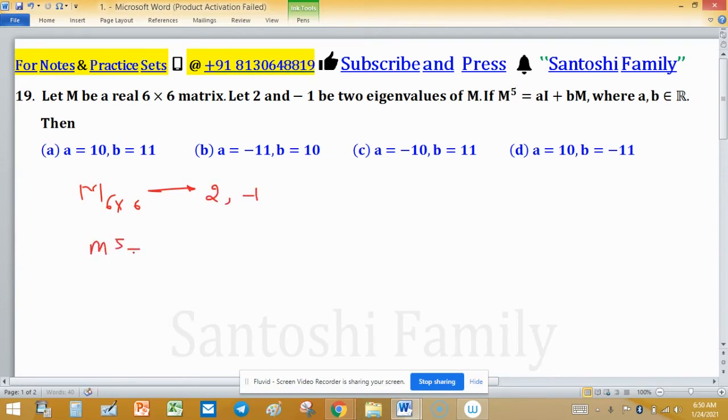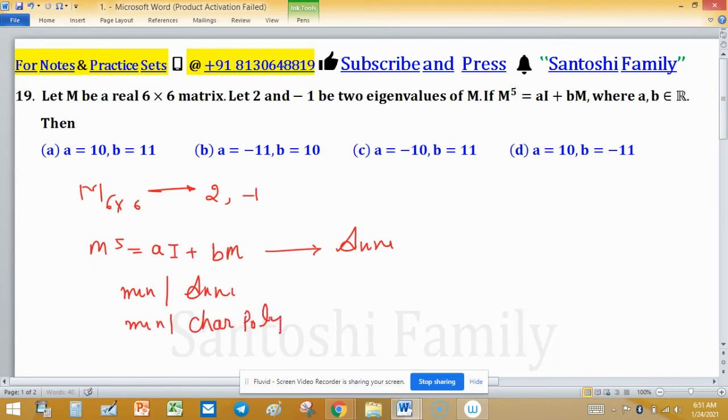The equation M raised to the power 5 equals AI plus BM is an annihilating polynomial because it is satisfied by M. And we know that the minimal polynomial divides the annihilating polynomial. Also the minimal polynomial divides the characteristic polynomial. The annihilating polynomial of least degree and monic is known as the minimal polynomial.